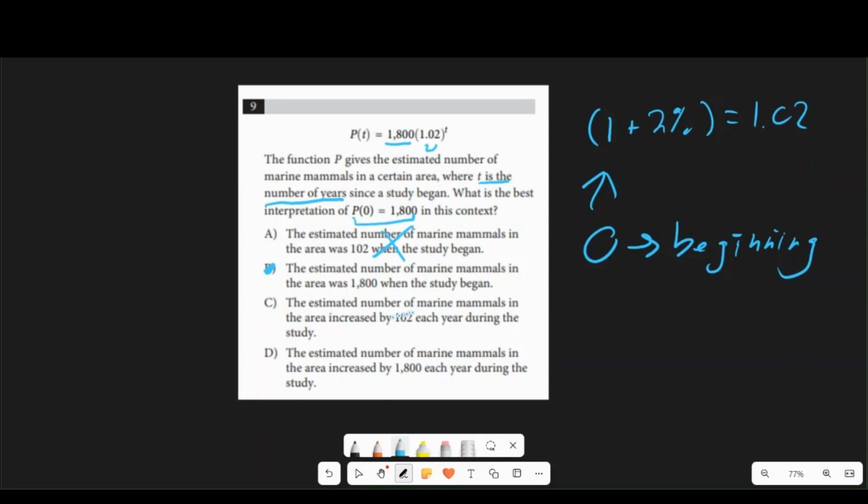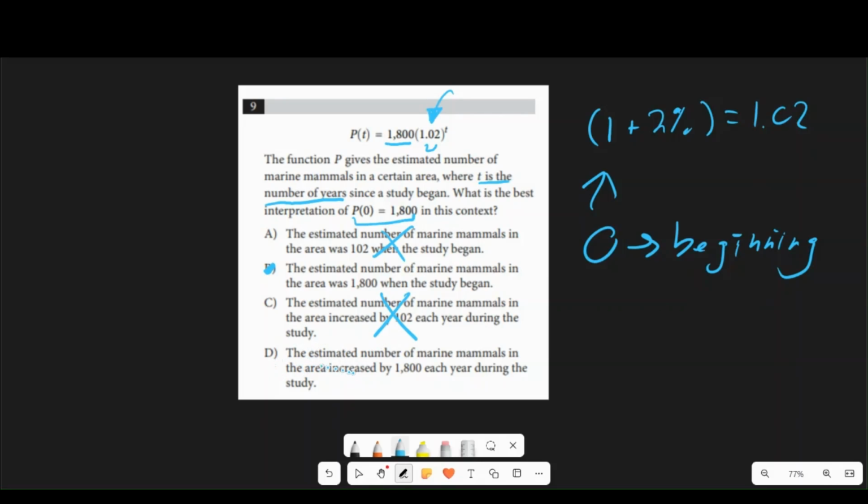The estimated number of marine mammals in the area increased by 102 each year. Again, there isn't a 102, there's only a 1.02, and this 1.02 is the rate of increase. It's not the actual quantity by which it increases year over year, but the percentage increase. So it's never the actual number, but just the percentage rate. That's an important distinction to make. So we know that is wrong.